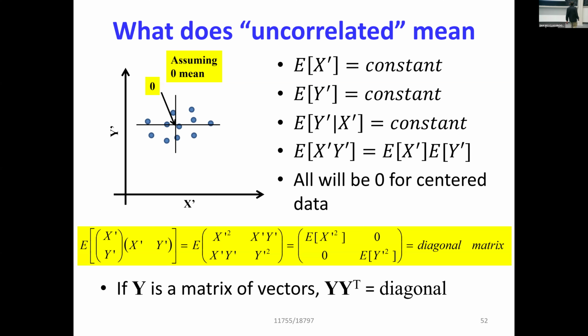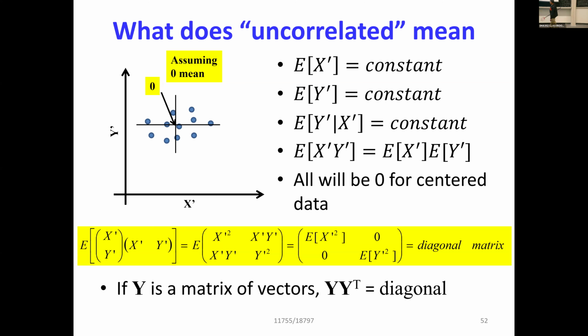So what does uncorrelated mean? You have some expected value of x prime, some expected value of y prime. These are the transformed variables, right? And so you want the expected value of y prime to not depend on x prime after you've rotated the space, meaning at every point, the average value of y is the same. Which also means that the expected value of the product of x prime and y prime is always simply going to be the product of the expected values of x prime and y prime, right? And if the data are all zero mean, all of these terms will be zero.